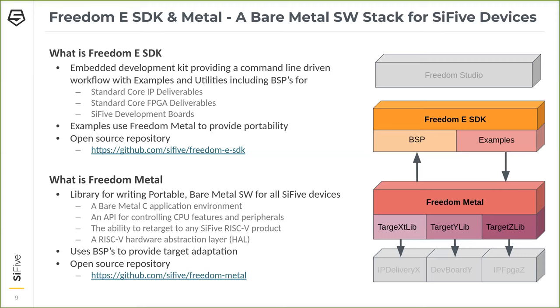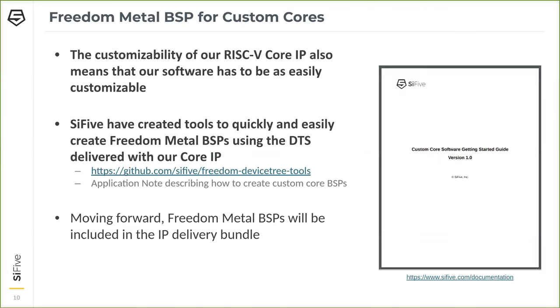And the way we do this is by creating Freedom Metal BSPs. By default in Freedom ESDK, if you were to go to our GitHub repository today, you would see Freedom Metal BSPs for all of the standard core IP. Now you can imagine with the configuration space that we expose and that Amy talked about in SiFive Core Designer, that can make creating software a bit of a challenge, because configurable hardware also requires configurable software. So what we do is we take advantage of the device tree files that are delivered with the IP bundle. And we have utilities that can automatically create Freedom Metal BSPs by using the output of the device tree files.